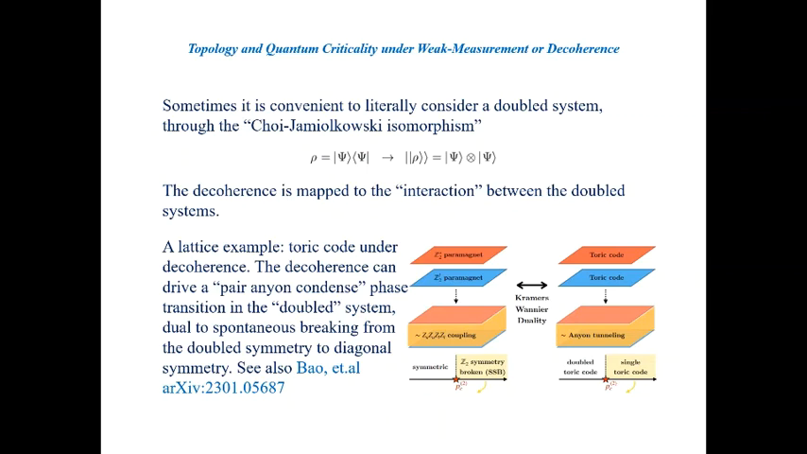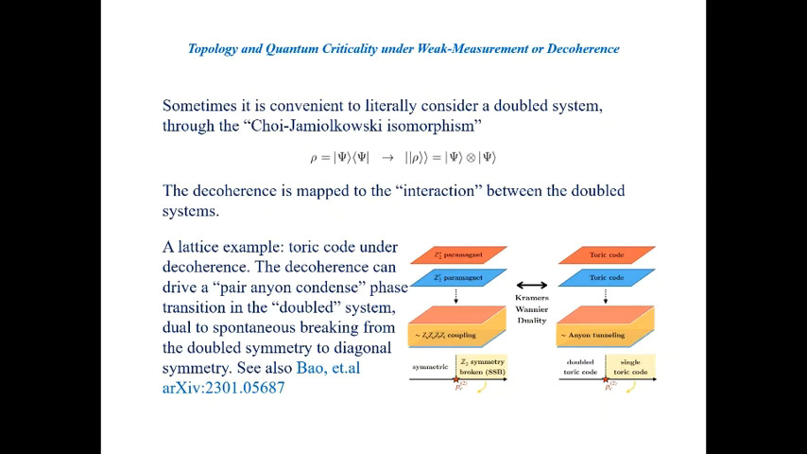Depending on the strength of the decoherence, which means depending on the strength of the interaction between the two layers, there could be a condensation of a bound state between the anyons from the two layers. For example, there could be an m1 m2 bound state condensed. And we know very well that under Kramers-Wannier duality, this condensation is due to spontaneous breaking of the double symmetry to a diagonal symmetry. We know that the boson is actually the Ising spin in the dual language.